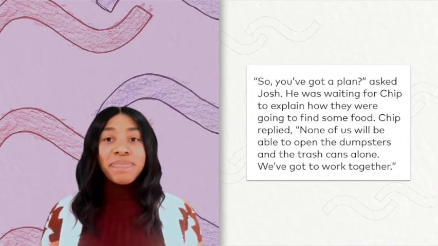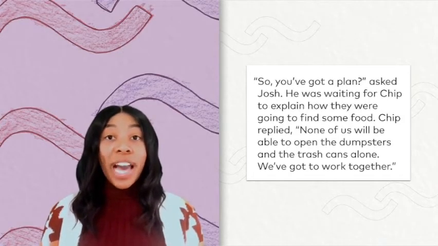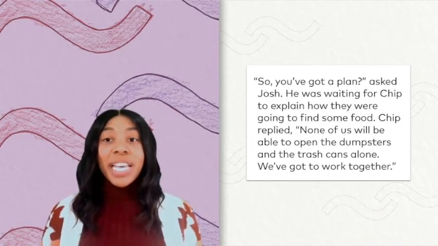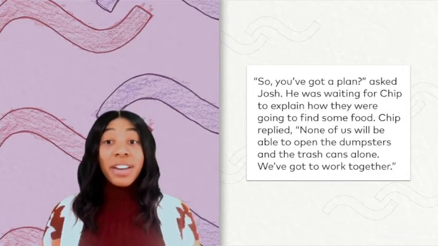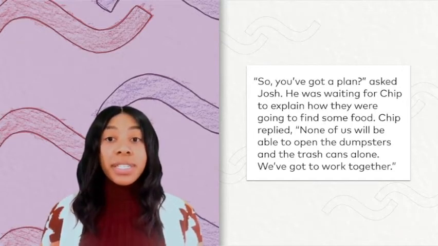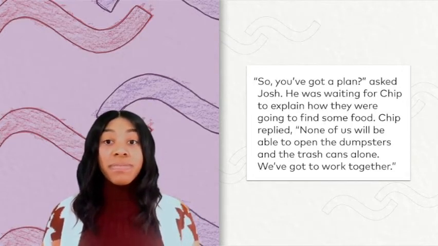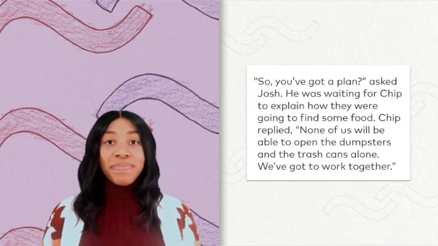Let me try again. "So, you've got a plan," asked Josh. He was waiting for Chip to explain how they were going to find some food. Chip replied, "None of us will be able to open the dumpsters and the trash cans alone. We've got to work together."